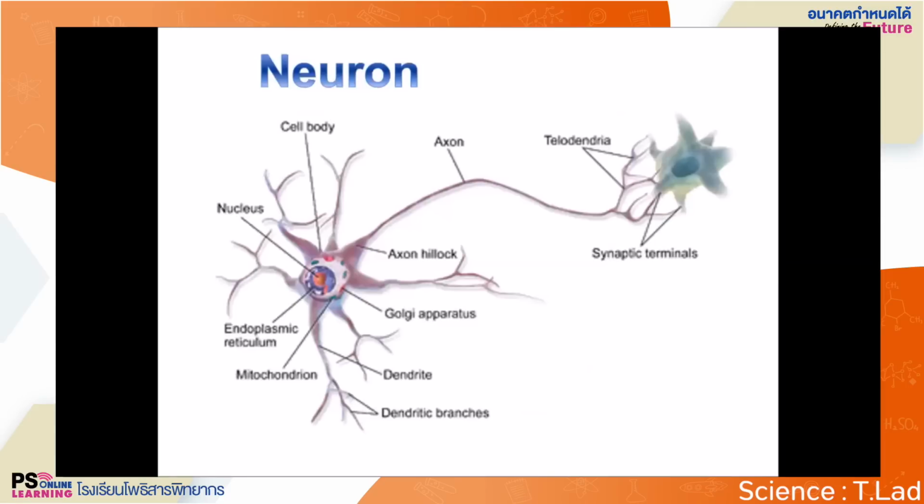Next is a neuron. A neuron or a nerve cell. And this is found in your brain, in the spinal cord, and in all the nerves of the body. So we will learn more about this neuron when we study about the nervous system.